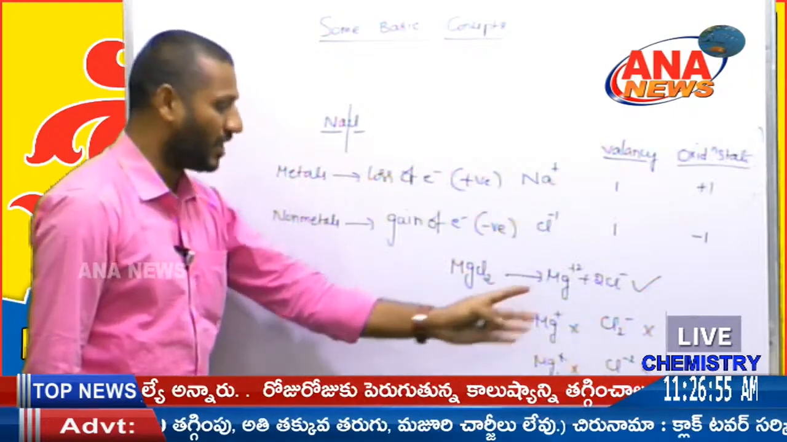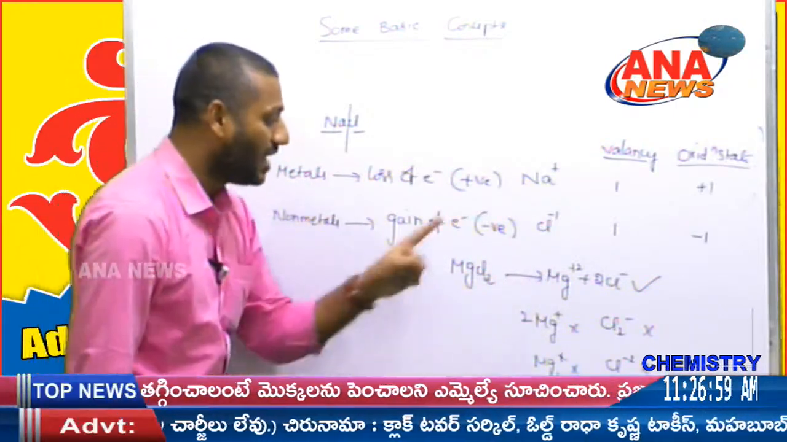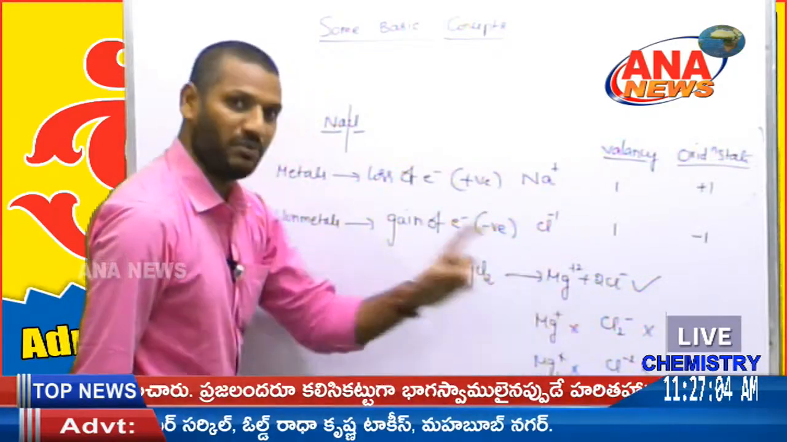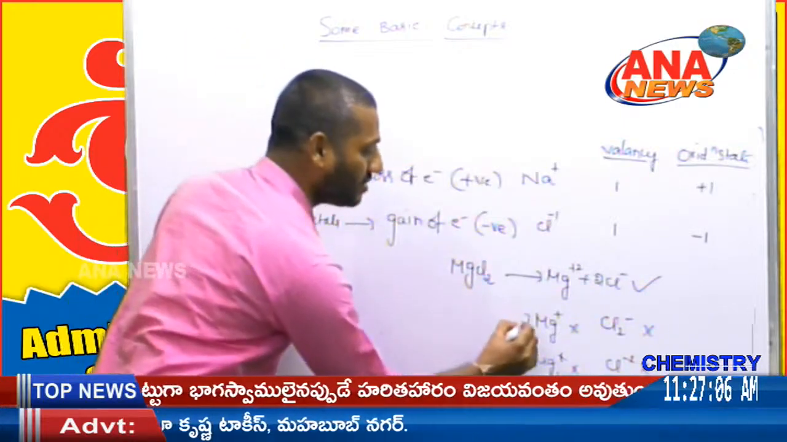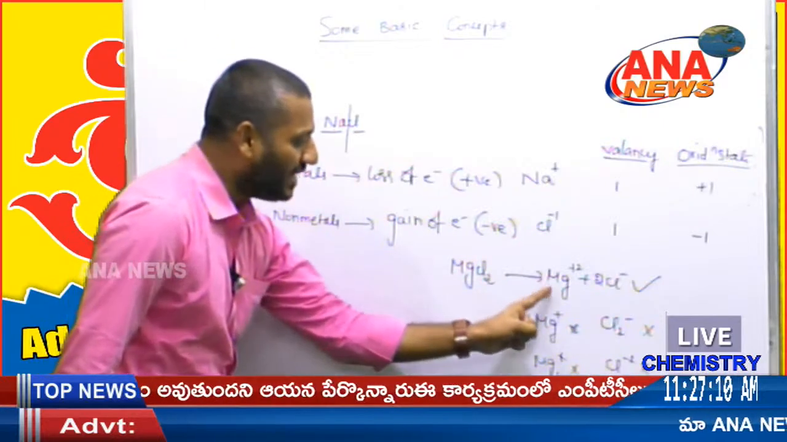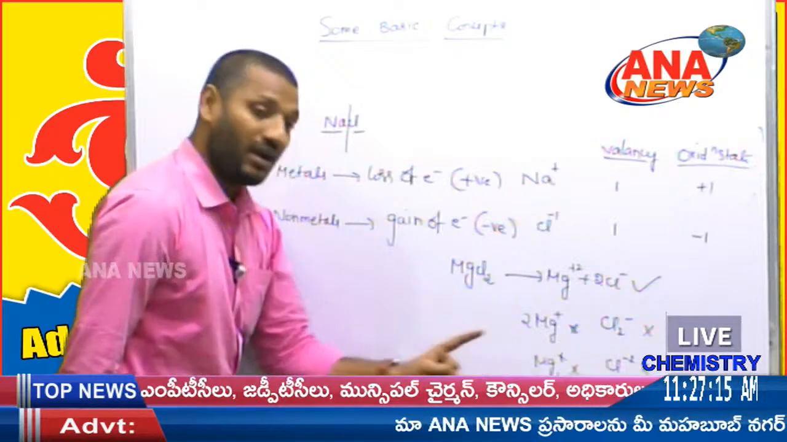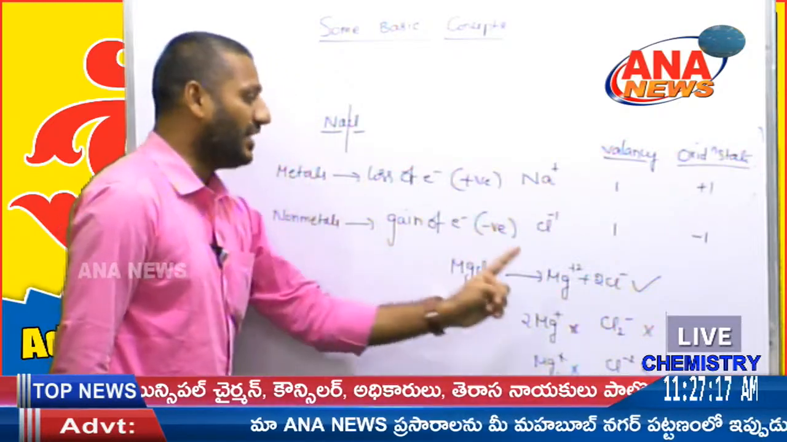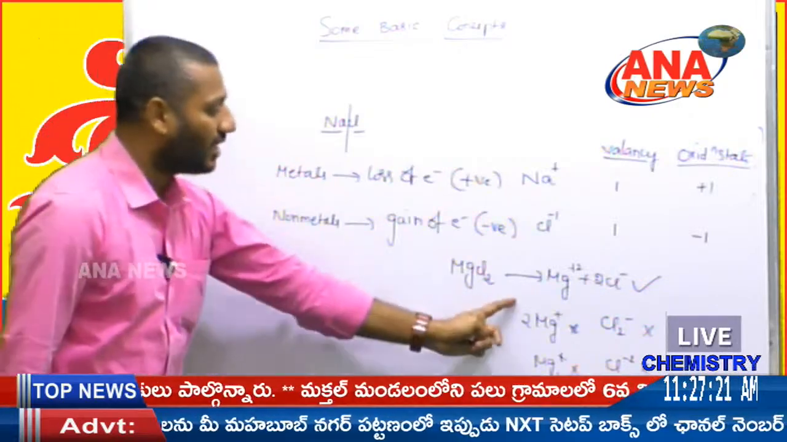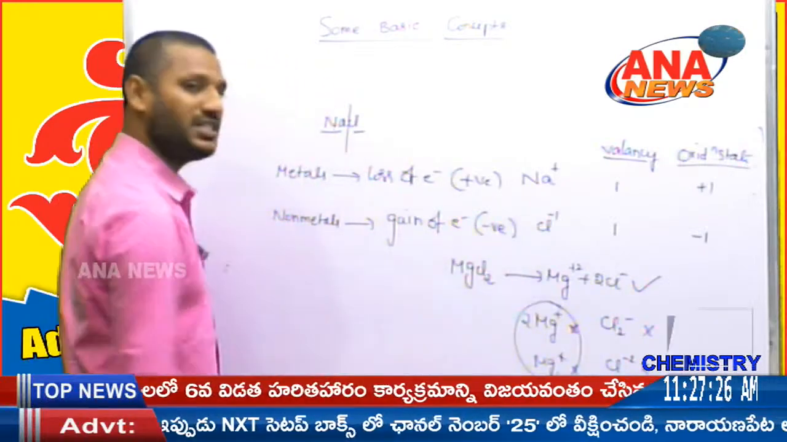How can I explain? Because magnesium is a second group element, it loses 2 electrons, but here magnesium loses only 1 electron. That's why it is not correct. One magnesium atom loses 2 electrons, but here 2 magnesium atoms lose only single electrons. A single magnesium atom loses 2 electrons, but here they are only 1 electron. So that's why this is the wrong statement.